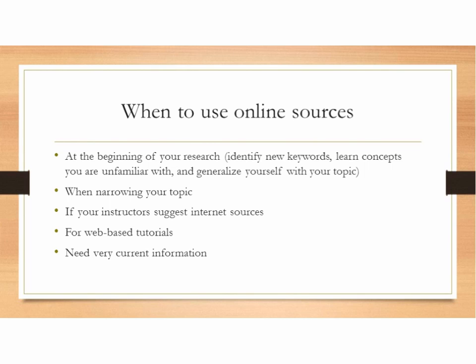It's also really good for narrowing your topic. If you have a big idea, like you want to write a paper about global warming, and you start Googling and looking at news sources and opinion pieces, you may get a better idea of where you want to focus, maybe the agricultural effect and how that affects global warming. And you can always use online sources if your instructor suggests using internet sources.